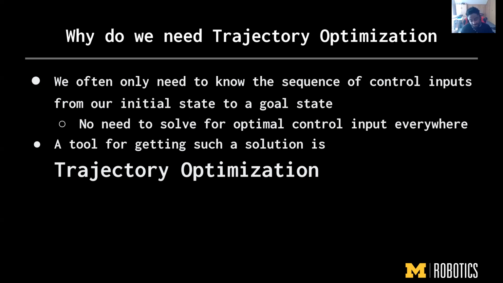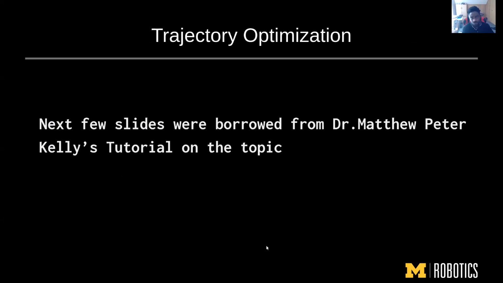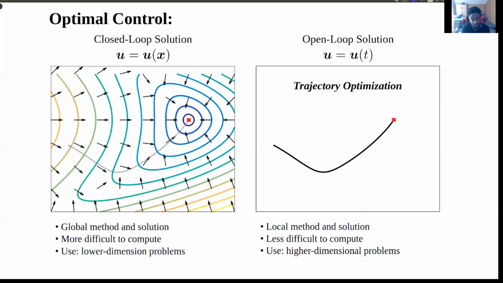And so that's how trajectory optimization avoids the complexities or the drawbacks of both value iteration and LPRL. It basically plans from a single start state to a single goal state, and that makes it pretty good for the kinds of problems it tries to solve. And so what exactly is trajectory optimization and how does it work? The next few slides are from Matthew Kelly's tutorial on the topic.